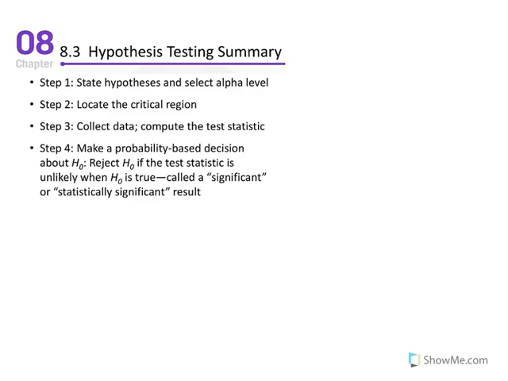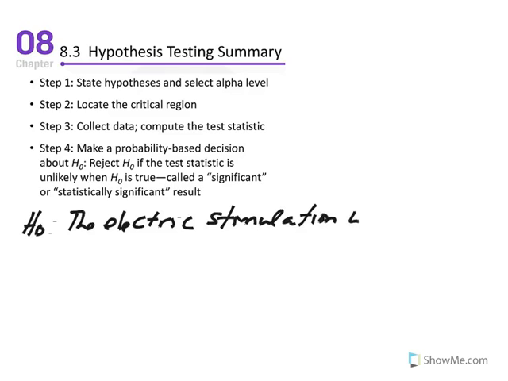So step 1 states that we must first identify the research and null hypothesis and select an alpha level. So for this example, we can state our null hypothesis as such. The electric stimulation will not, again, the null says nothing's going to happen, no change, will not have an effect on math skills.